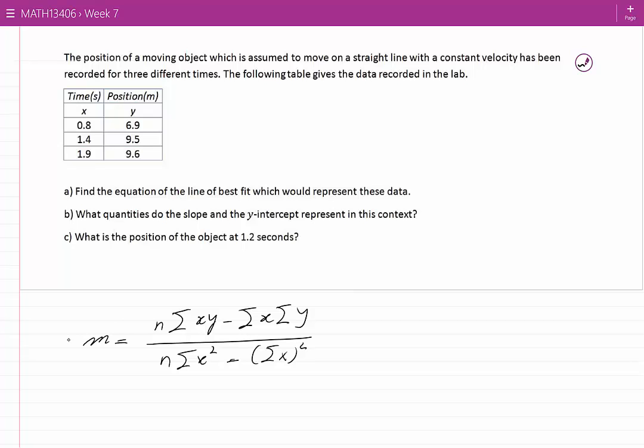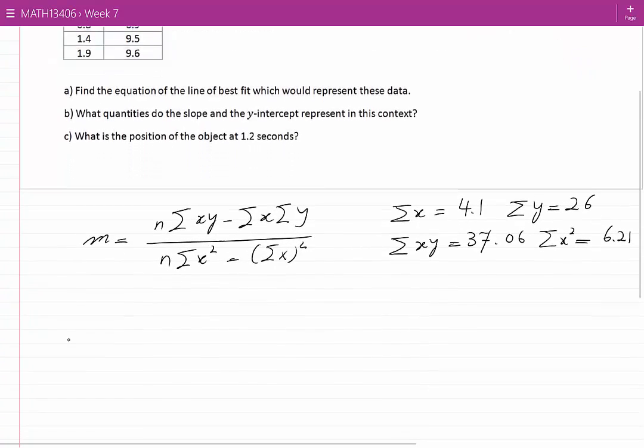In the problem that we have at hand, we have sum of the x values equal to 4.1, sum of the y values equal to 26, sum of the values xy equal to 37.06, and sum of the x squared values equal to 6.21.